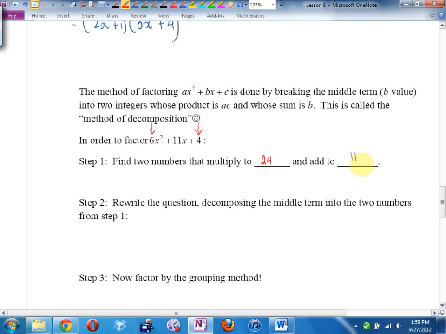So it's almost the same way we did last day, except last day we only looked at the last number and the middle term. Now, because there's something in the front of the x squared, we have to take that into account. And we do that by saying, now we're going to look for two numbers that multiply to the front and the back. Are there two numbers that multiply to 24 and add to 11? Write them over here, 8 and 3.